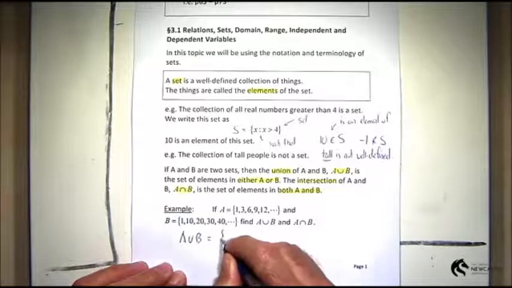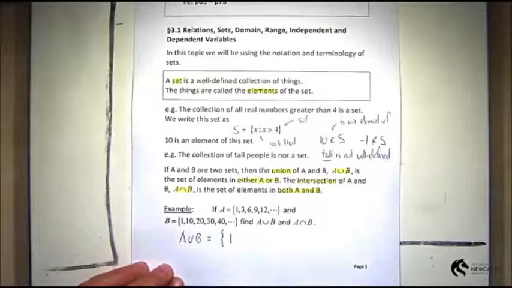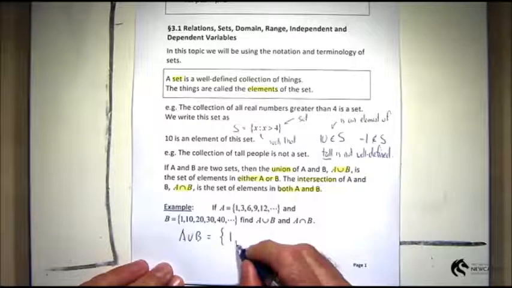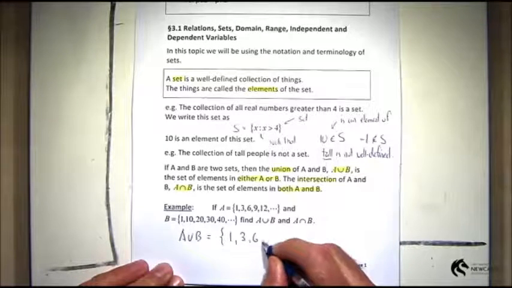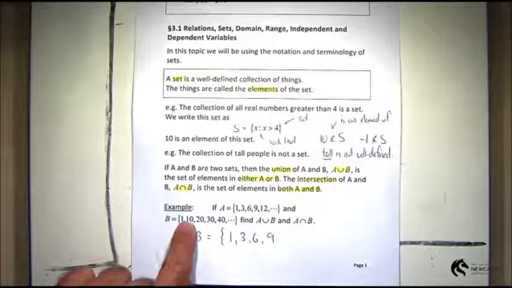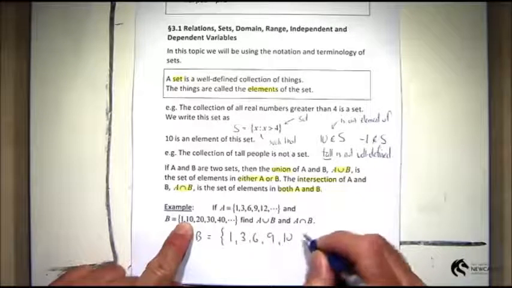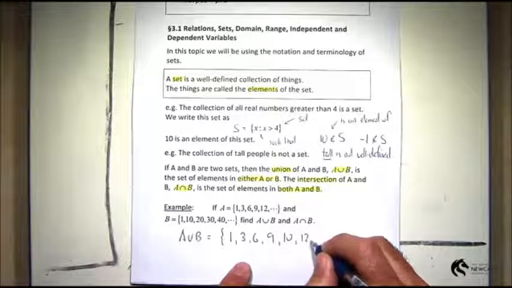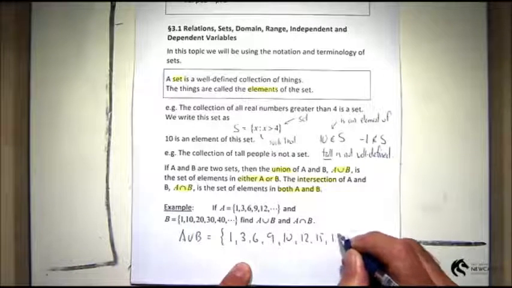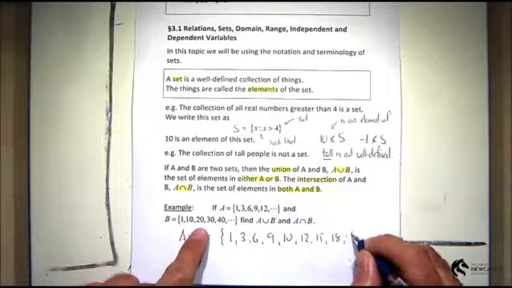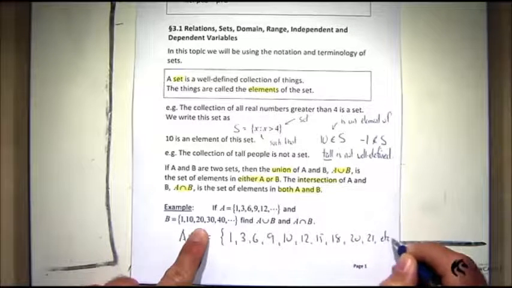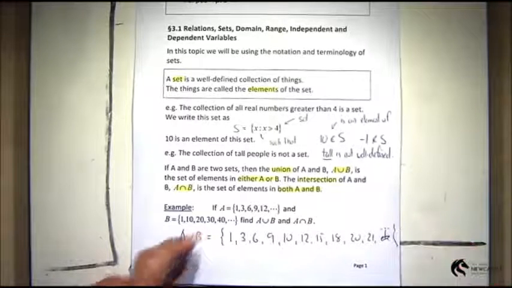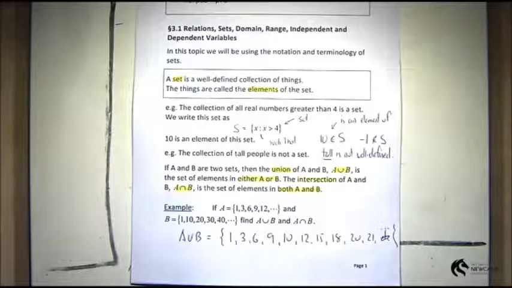So A union B would be, now 1 is in A, it's also in B, but I only write it once. 3 is in A, so it goes in, 6 is in A, 9 is in A. Now the next one here is 10, it's in B, so that's in the union. Then 12, 15, next one would be 18, then I would come to 20, 21, etc. I guess I should go dot, dot, dot. That would be the set A union B. Get all the ones in A and all the ones in B, put them together, and just write the ones that are in both once. That's the union of two sets.